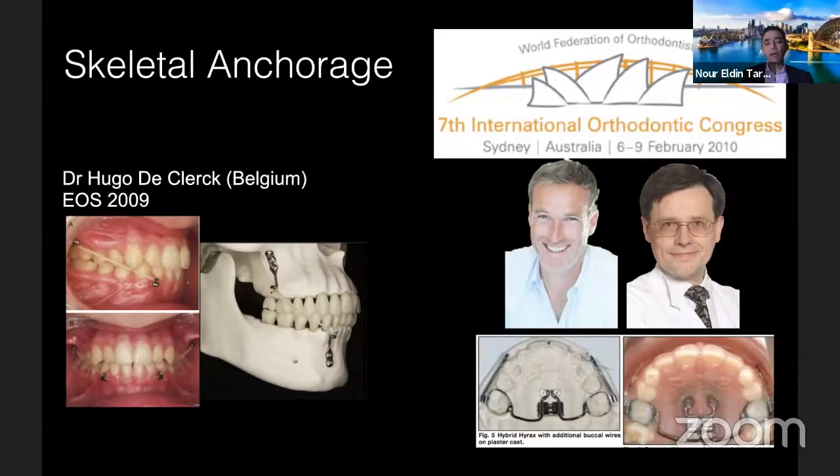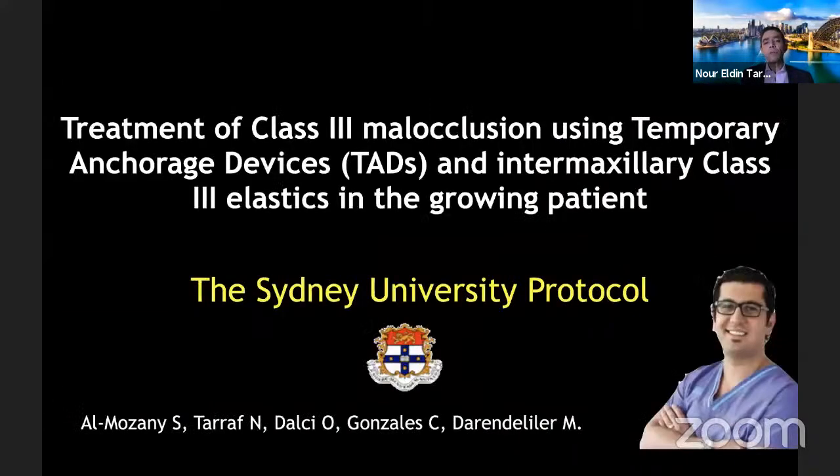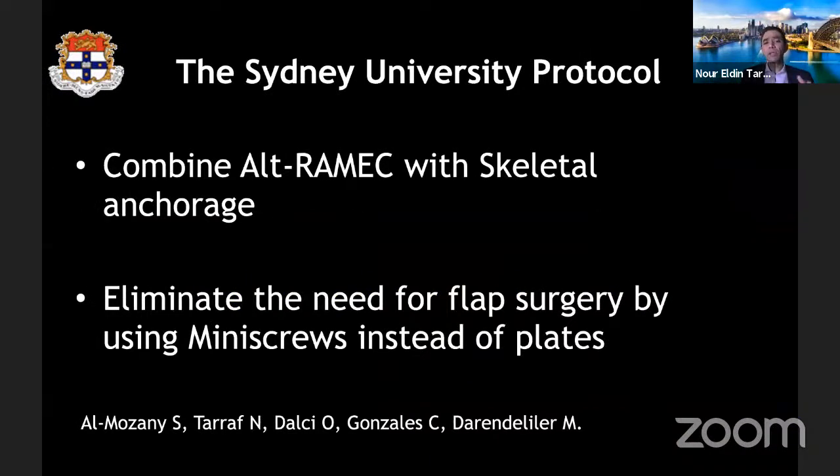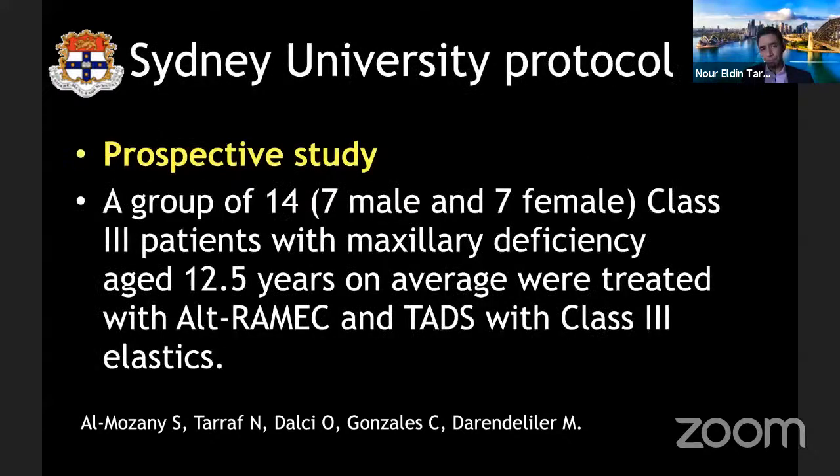At that time, in 2010, we put together a protocol at the University of Sydney to see if maybe we could combine these two concepts. So the idea was to combine Alt-RAMEC with skeletal anchorage, and also maybe eliminate the need for flap surgery by using mini screws in the mandible instead of skeletal plates. It was a prospective study, relatively small, with 14 patients, with the average age 12 and a half years old.